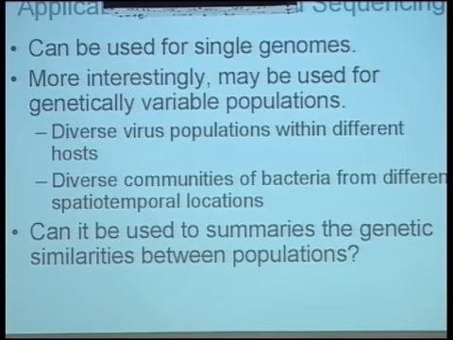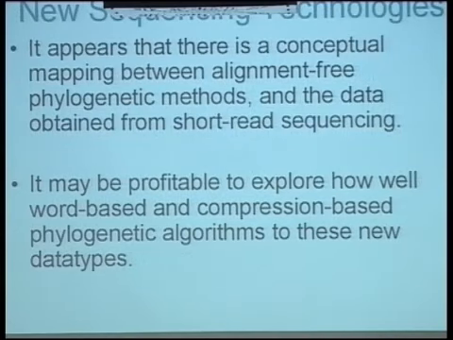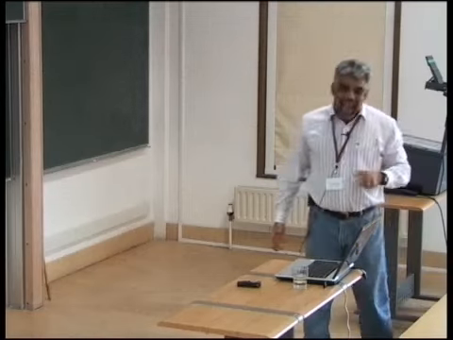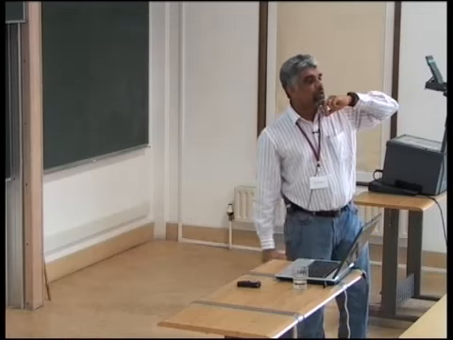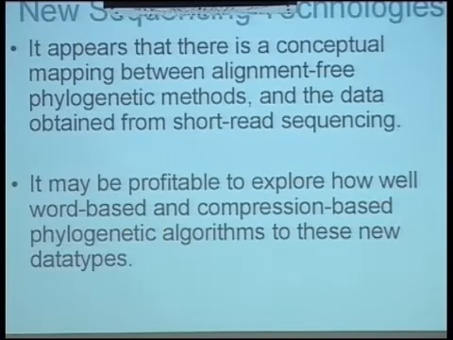So if I have two individuals infected with HIV, for instance, which is what I study, I can ask how similar these two are in terms of their virus population. I can ask how similar they are over time in terms of their virus populations. I can look at bacterial communities in different ecosystems, and I can ask, does this ecosystem have the same type of community as this ecosystem? So it seems to me that these two technologies can be used to summarize similarities between the data. Therefore, I would say that with these technologies, there is what I call a conceptual mapping between the actual physical data that we get out of these machines, and the types of methods that we've generated for alignment-free phylogenetics. And it may be profitable to explore how well word-based and compression-based phylogenetics apply to these data types.